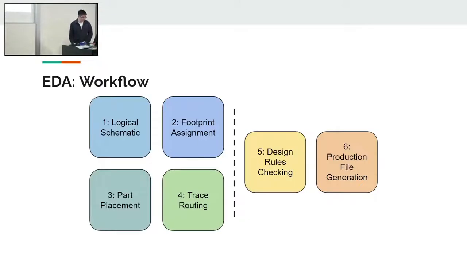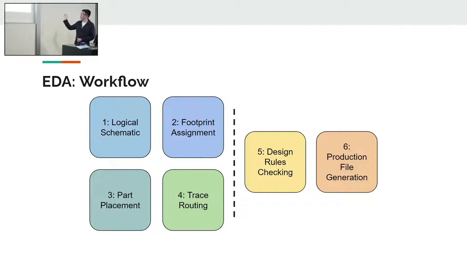Okay, so the workflow of designing a PCB generally goes like that. First we have the logical schematic, so effectively the circuit diagram for the keyboard. Then we have the footprint assignment. Footprint assignment is basically assigning a physical component to your symbol. Each symbol on your logical schematic will require a footprint, and each footprint will represent its actual dimensions on your physical layout. Next, we have the part placement. Part placement and trace routing actually come hand in hand because that's where you place all the different components laid out nicely, and then you wire all of them up together.